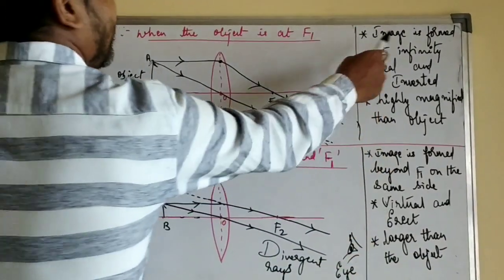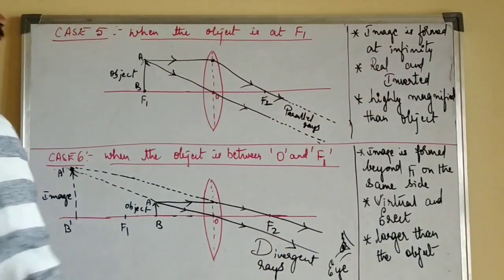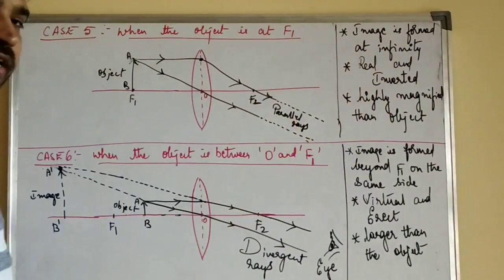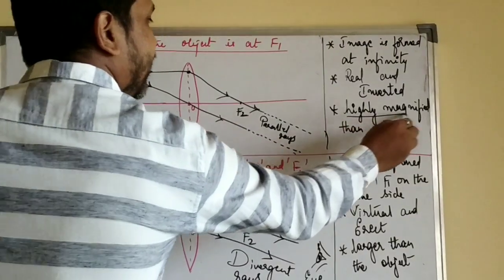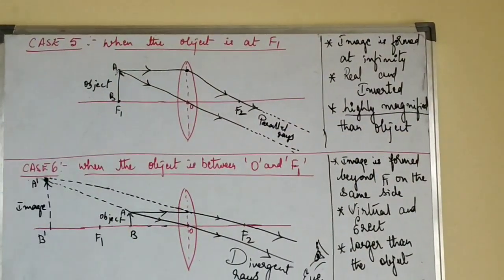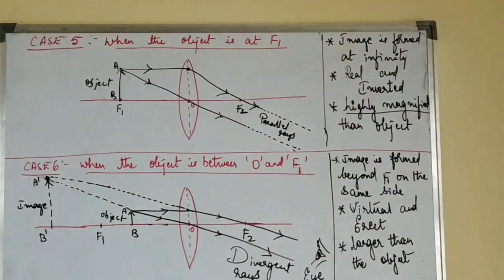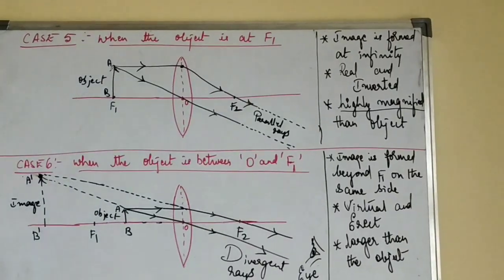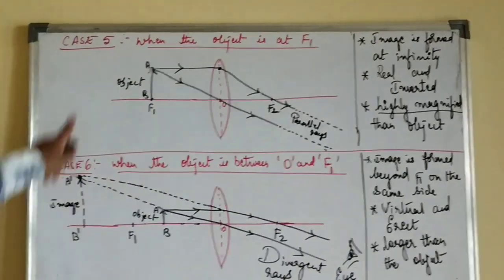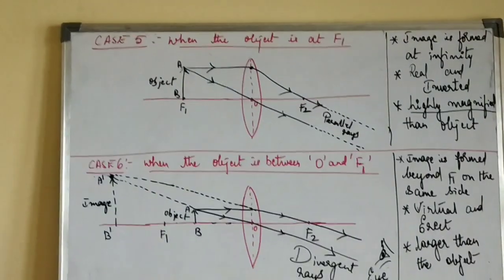Now, therefore, the image is formed at infinity, the image is real and inverted, and the image is highly magnified, a very big image you will get, okay? So, the image is highly magnified than the object. So, that is case 5. Now, coming to case 6.